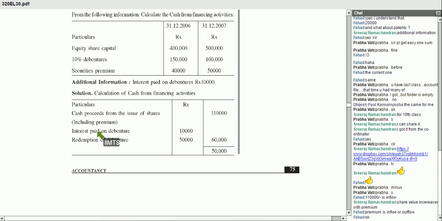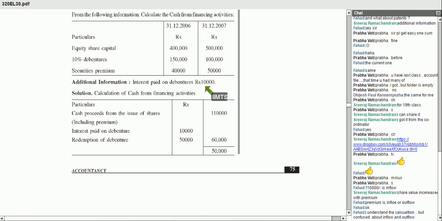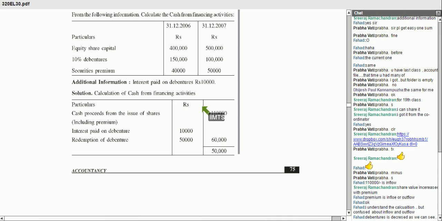That is how they have got this value 1 lakh 10,000. And then in the outflow they have got this value of interest paid on debentures, 10,000, from this additional information. See, the main goal is to judge which thing will go in inflow and which thing will go in outflow. That you can understand with time, with practice. The more you read, the more you study. I can only tell you the concept, but in applying the concept, you have to use your brain.